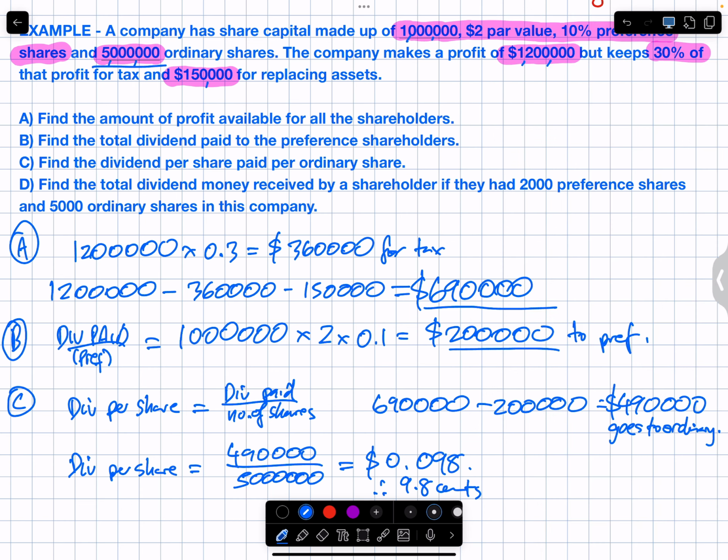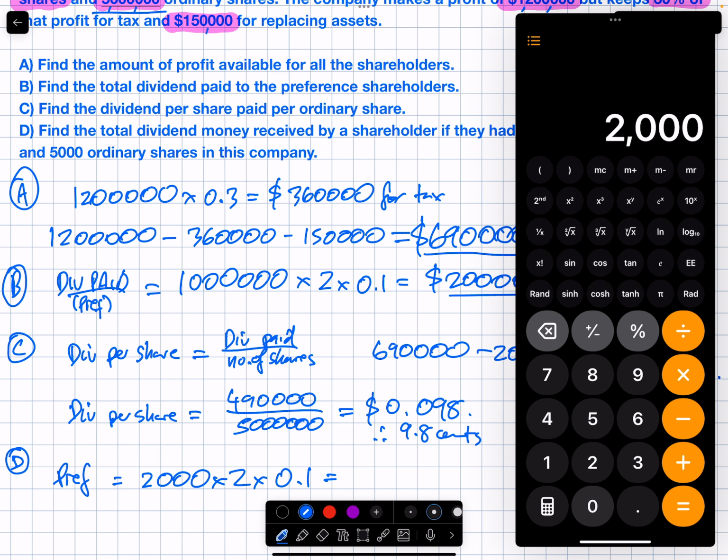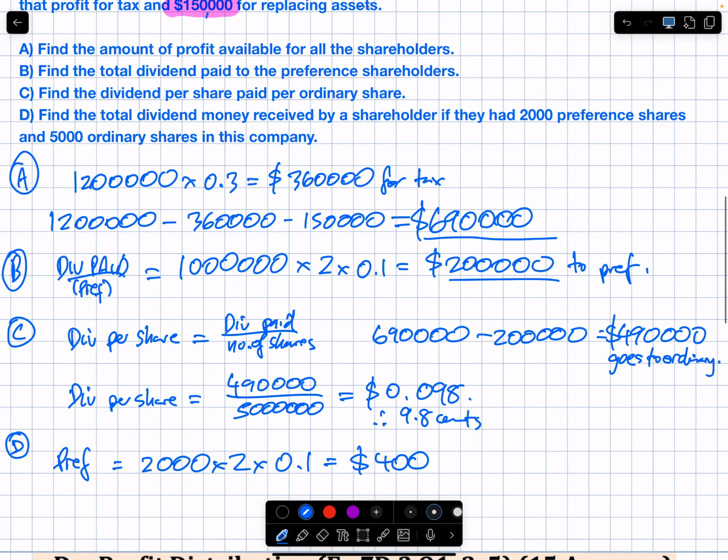So we've just done C, and then just like in your test, the last question is going to be, okay, let's pretend that you were a shareholder that had 2,000 preference shares, 5,000 ordinary shares. You're just hammering those two formulas from last lesson again. So pref is going to be 2,000 preference shares times, they had a par value of 2, and they had a rate of 10%. They're going to get $400 dividend from their preference shares.